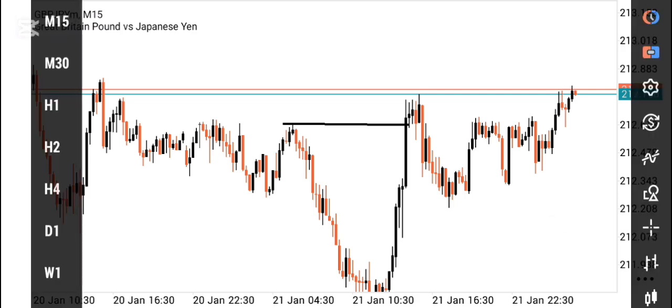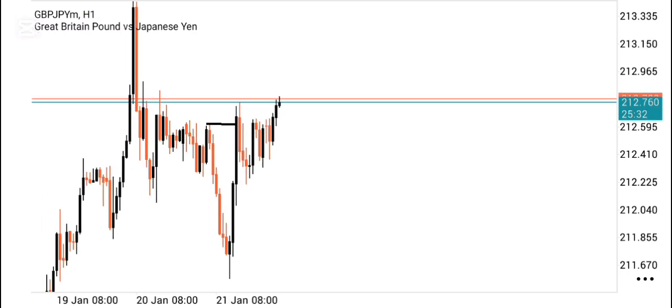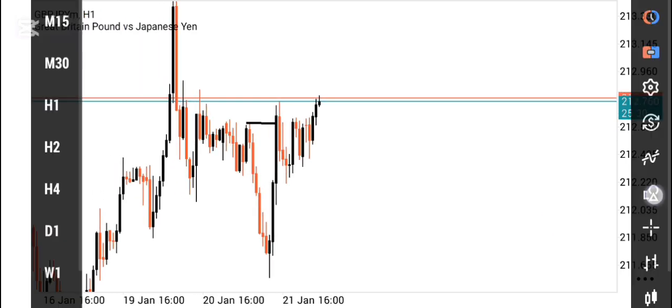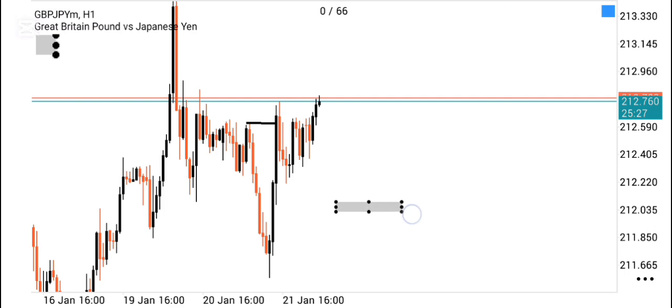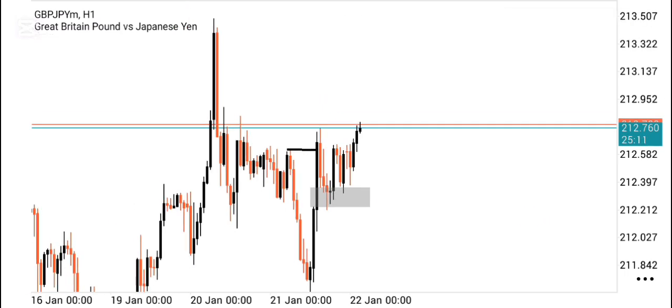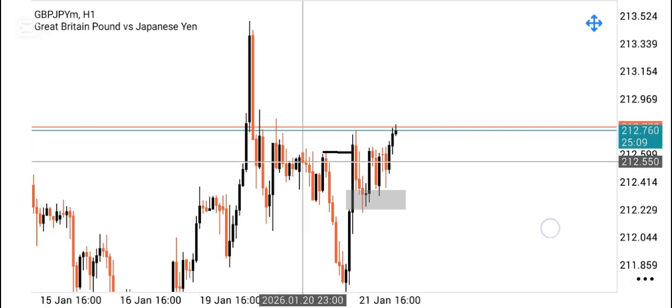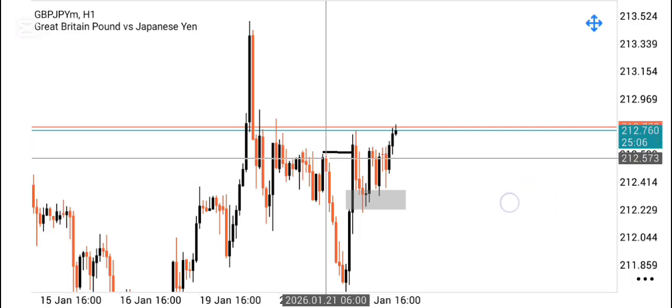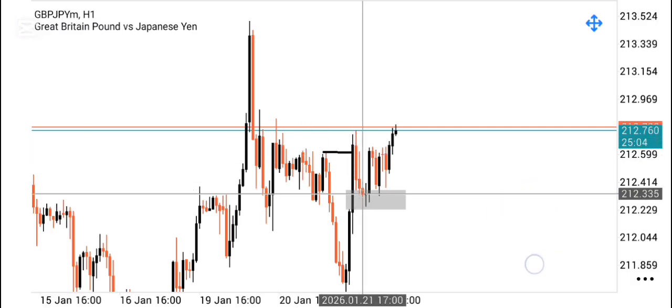So I went back to my 1 hour time frame. I saw that yes, it had taken out that high there, and I knew that there was an order block and a fair value gap that the market would likely want to come back and retest. And here is the fair value gap that I was expecting the market to come back to after taking this high here.